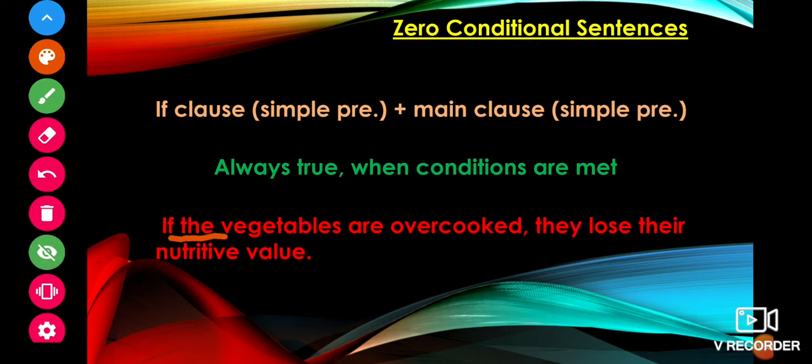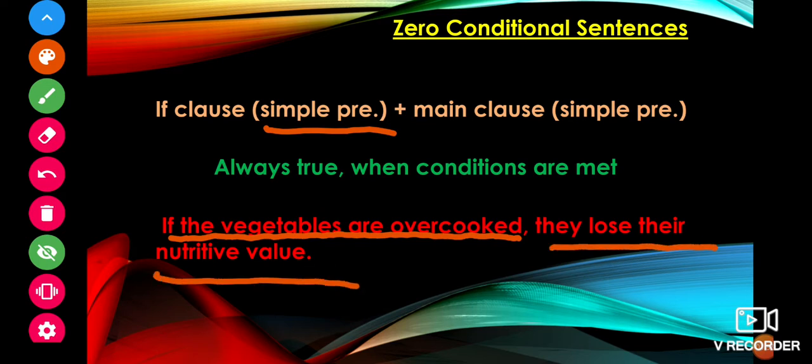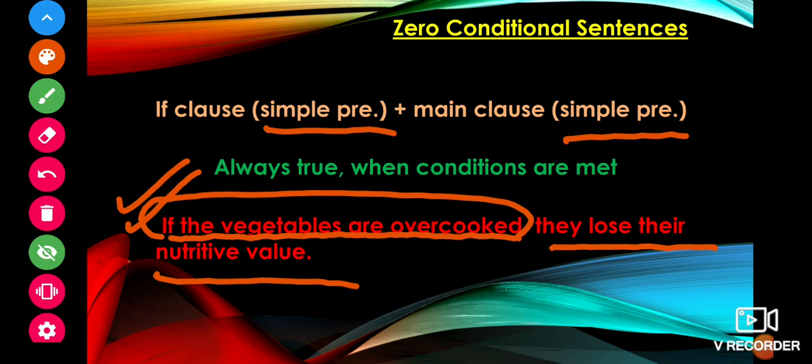And look at the if clause. If the vegetables are overcooked. Now this sentence, as we can see, is in simple present tense. The main clause, which is they lose their nutritive value, is also in simple present tense. And also this is always true if the condition is satisfied. So the condition is if the vegetables are overcooked. If this condition is satisfied, this sentence will always be true.